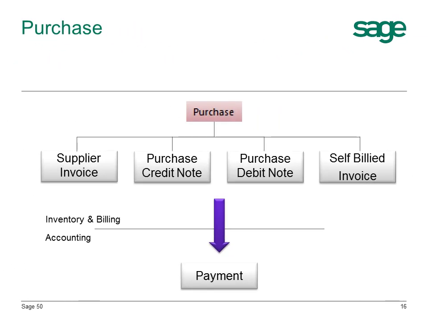Let us start with purchase transaction entries. The supplier invoices, purchase credit notes, purchase debit notes, and self-billed invoices are entered via the Purchase menu. These transactions must be posted to accounting. When you make payment to your supplier, you will enter the payment transaction via the Accounting menu and offset with the invoices, credit notes, and debit notes.